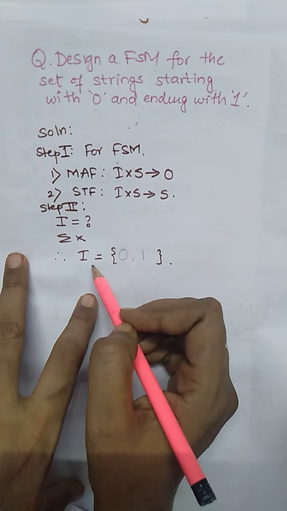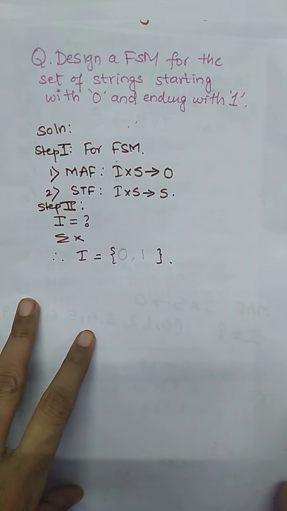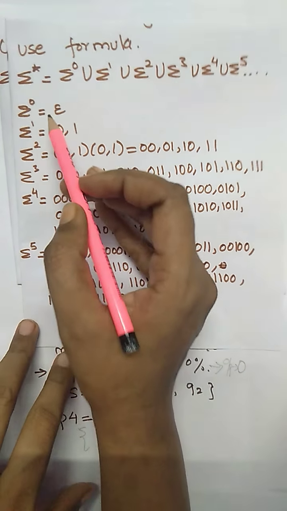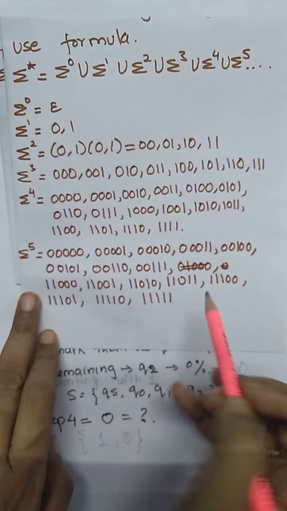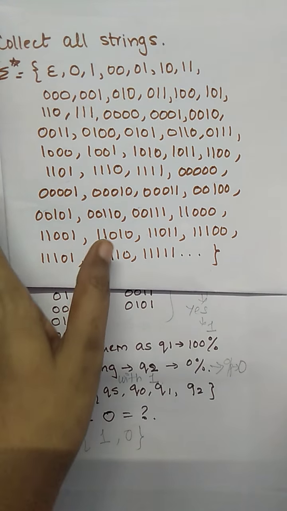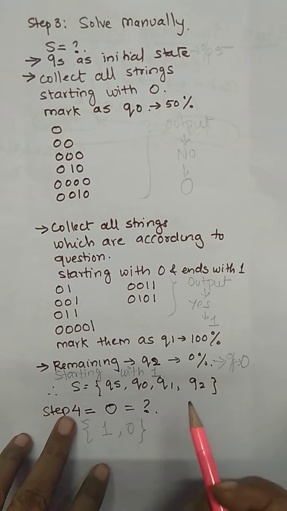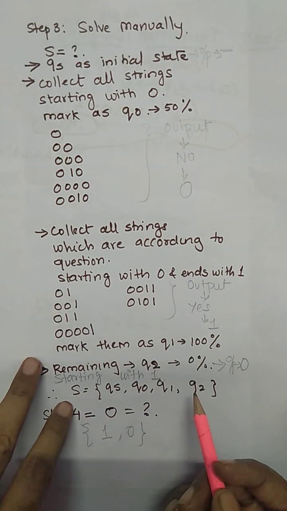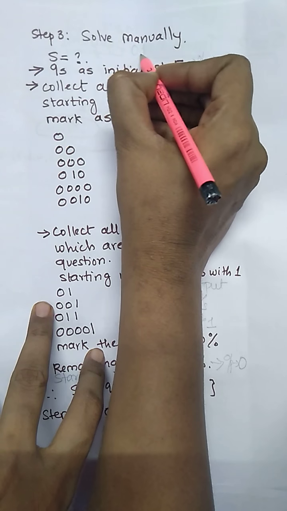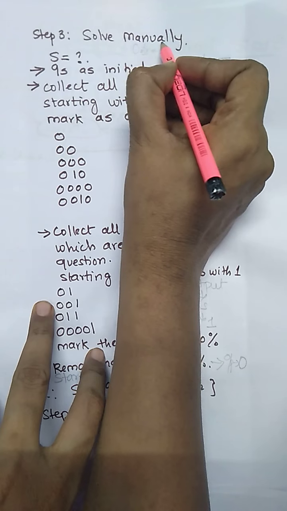But before finding the S, we should design the complete list of input alphabet. For that, we are going to find out the complete I by using the formula sigma closure. After finding the sigma closure, we are going to collect them like this. After finding the entire sigma, that is input I, now we are going to solve the question manually. What is given in the question is that your string should start with 0 and it should end with 1. So this is a string starting with 0 and ending with 1.